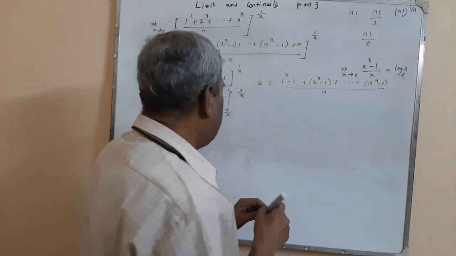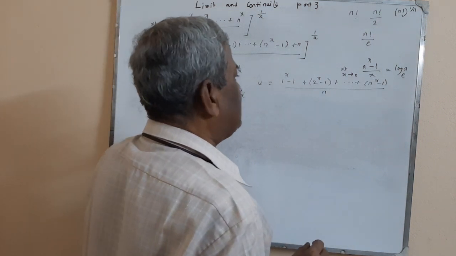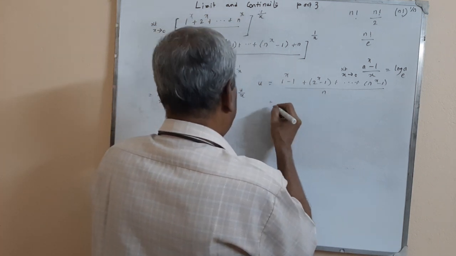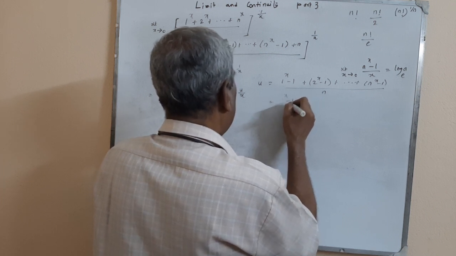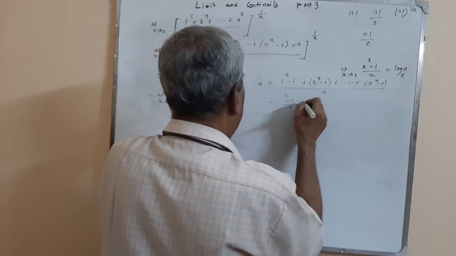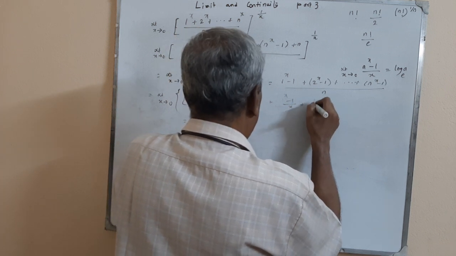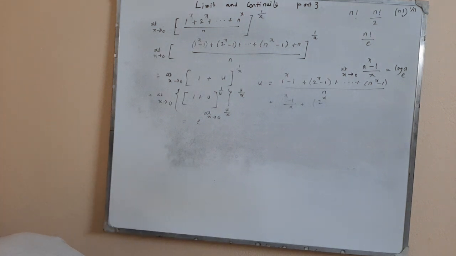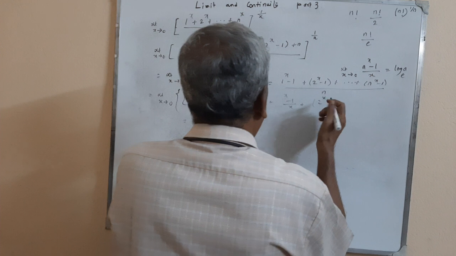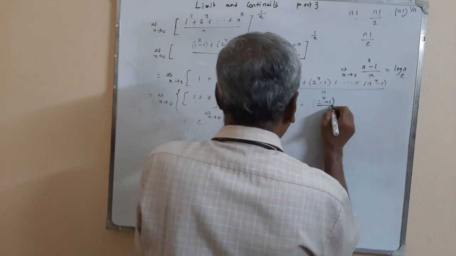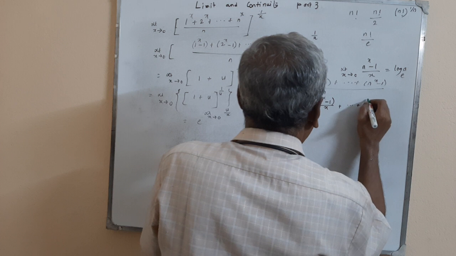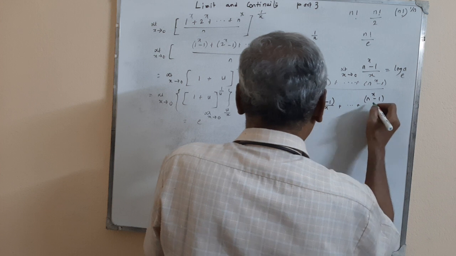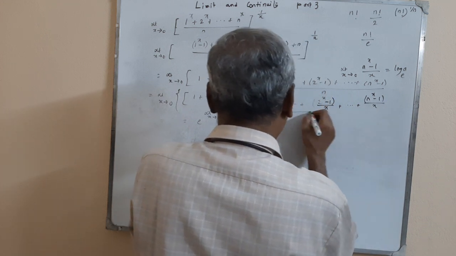Now let us see what is the limit x tending to 0 of u by x, how much? It is equal to (1 to the power x minus 1) by x plus (2 to the power x minus 1) by x up to (n to the power x minus 1), that divided by x, whole divided by n.